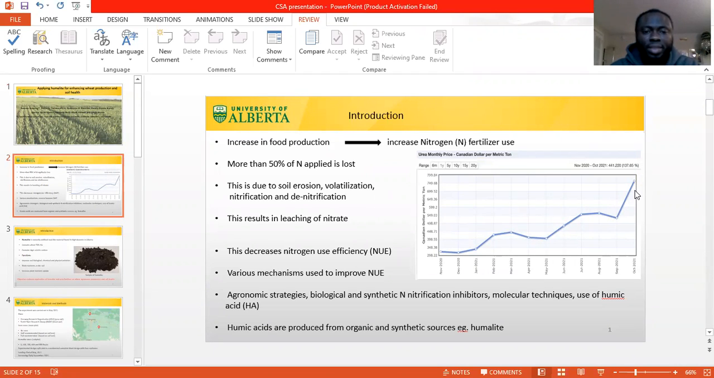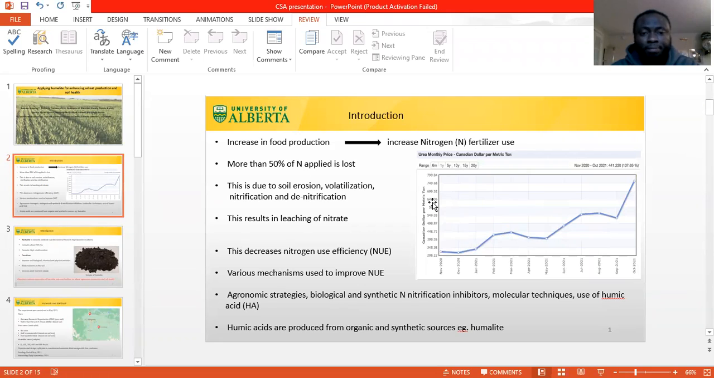Increase in food production has resulted in increase in nitrogen fertilizer use, and this increases the cost to the farmers. As we can see here in the graph, increases in urea prices have been observed for the past year, and even for the last couple of months, they are seeing an astronomical increase. And so therefore, conscious effort must be made to reduce the amount of nitrogen fertilizers that we apply on our field.